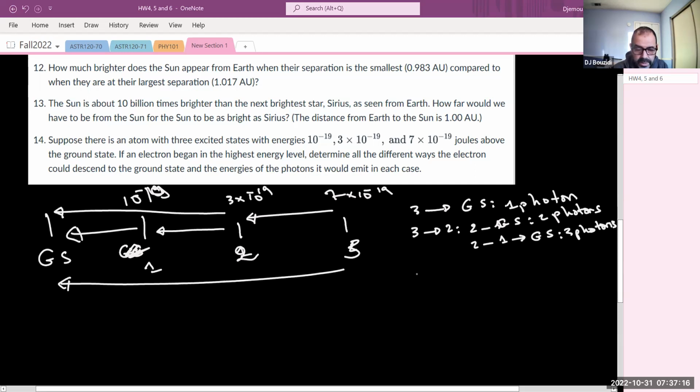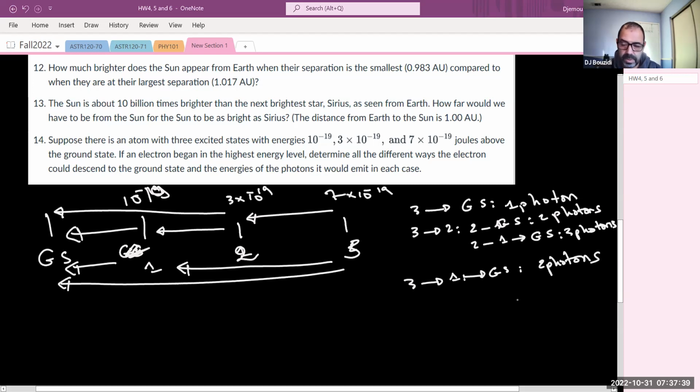The third path in here is to go from 3 to 1, and of course from 1 to the ground state. So again, from 3 to 1, and that only involves another transition from 1 to the ground state. So in this case, we only have 2 photons. So this is the entire discussion for this problem, okay?